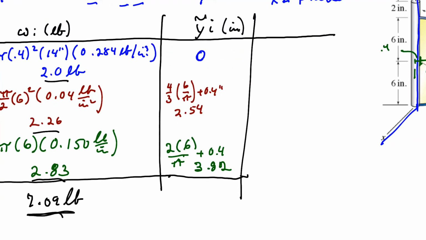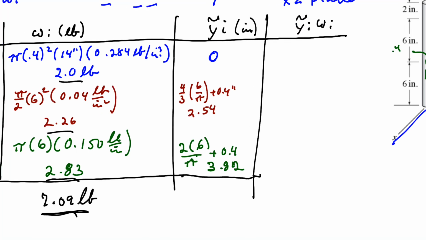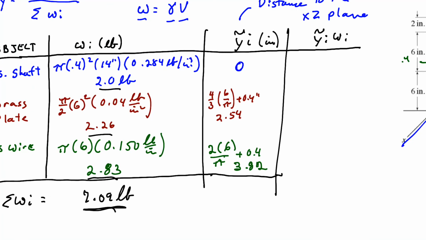And then the last part that we need is, of course, our Y tilde i's times each of the different weights. So we can see easily that the first value is 0. The next one we will take our 2.26 times our 2.54. That equals 5.74. And then last we will take our 2.83 times 3.82. And that equals 10.81 is our value for that.